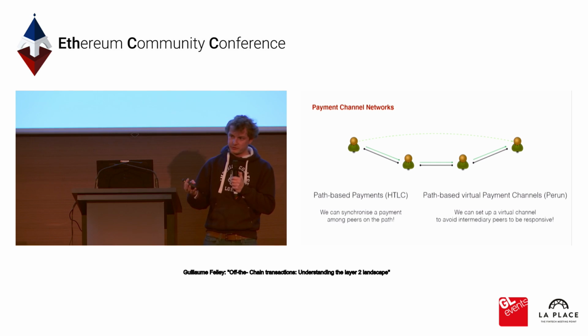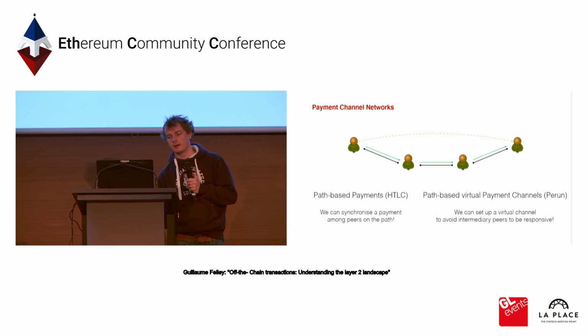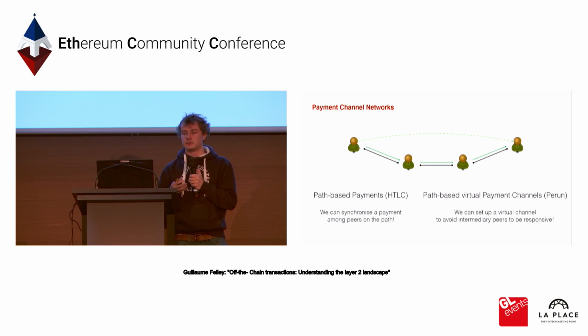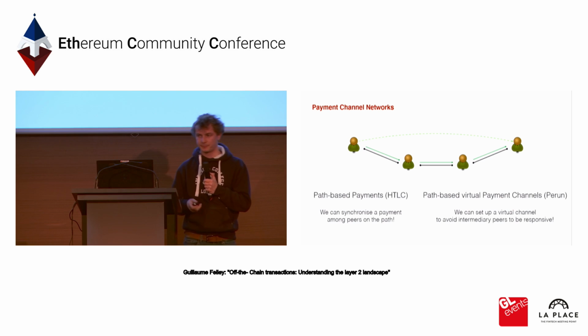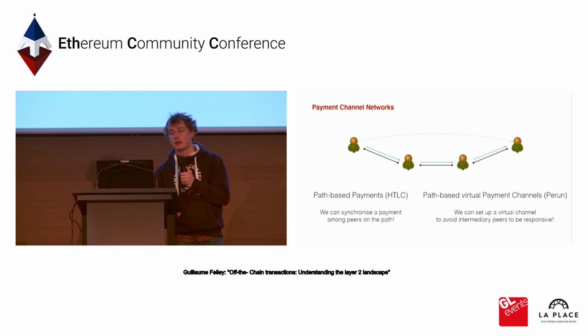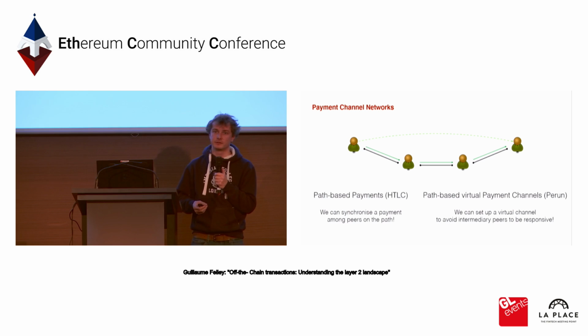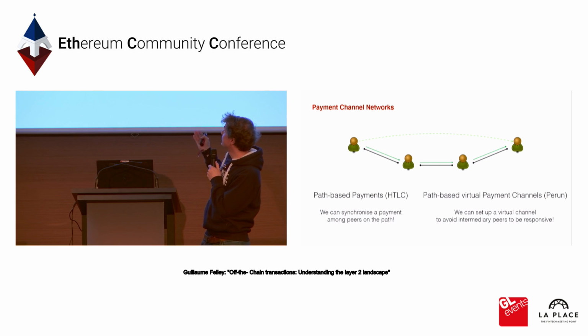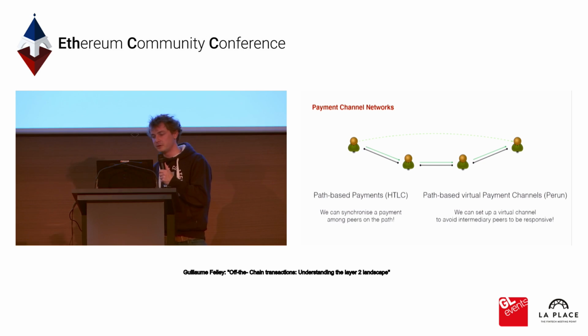There are two techniques to achieve that. One is HTLC, hash time lock contract, and those allow you to enforce that the payment happens atomically. The second approach is called virtual channels. Virtual payment channels means that you establish a payment channel through your intermediaries. So once you set up a channel, you don't need to talk to the intermediaries anymore to make payments.